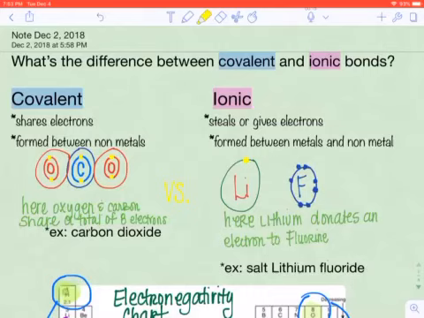Hello, this is Mrs. Boyd, and today we are going to be talking about covalently and ionically bonded atoms that will form molecules. And the first thing is we need to kind of know the difference between the two.